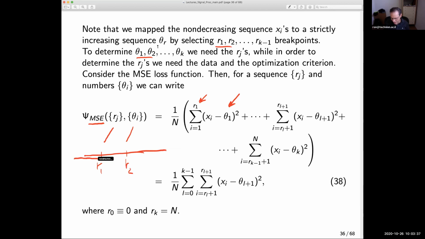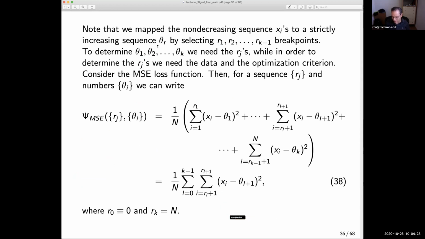So we'll call this the 0 interval, okay? So this would be L equals 0. This would be L equals 1, etc., until L equals k minus 1. And for each one, what I would do is sum over all the xi's that subtract from the representative. The representative here would be theta 0, theta 1, the representative here would be theta 2, etc., etc. So I would subtract the xi's from the representatives. Now I have n ri's. I have n minus 1 theta i's. So in total, I have 2n minus 1 unknowns that I have to optimize for.